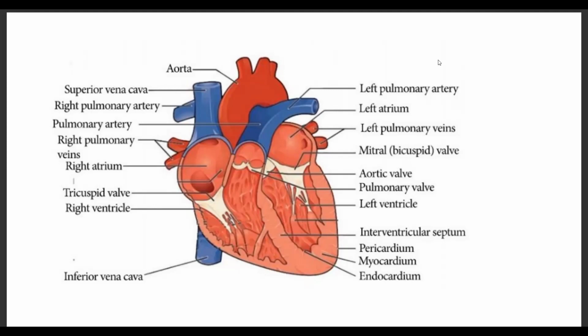Next point. Semilunar valves are found at the points where the pulmonary artery and aorta leave the heart, leaving the right and left ventricles respectively. Semilunar valves prevent the backflow of blood into the ventricles. Next point.